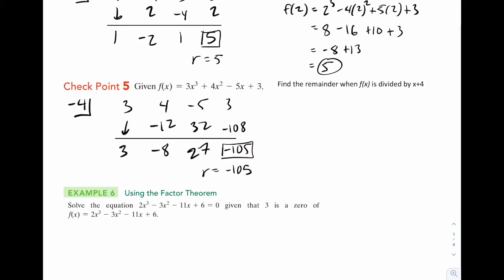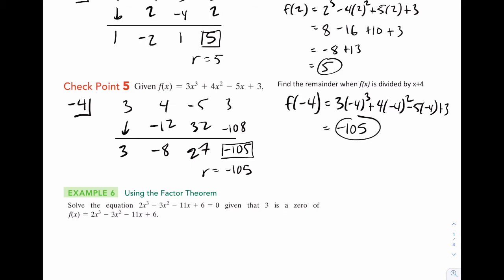So now here's the remainder theorem. The remainder theorem says we can just plug in whatever makes this thing equal to 0. So we're going to find f of negative 4. So if I were to plug that in, it'd be 3 times negative 4 to the third, plus 4 times negative 4 squared, minus 5 times negative 4, plus 3. And just to save you time, if you were to work that all out, you do in fact get negative 105. Same exact thing. Okay, so that's the remainder theorem.